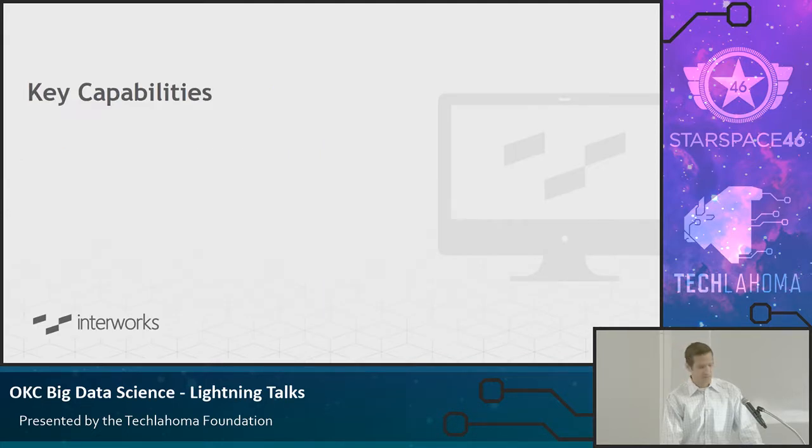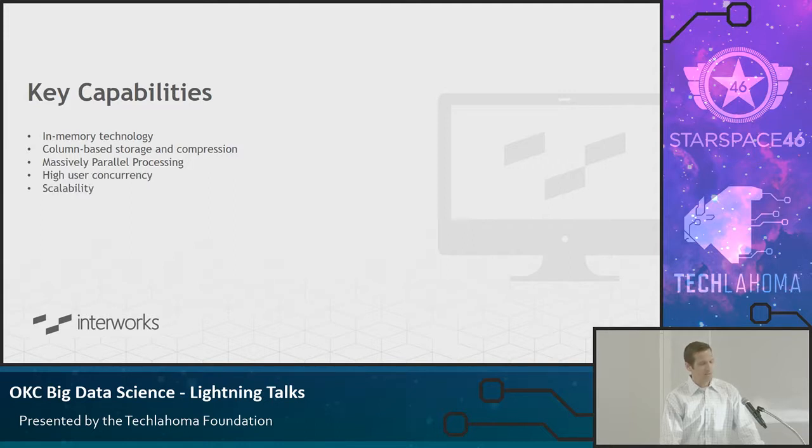Key capabilities. It's in-memory technology. That means it's really fast, right? It can process everything in memory. It doesn't have to go to disk. Columnar storage reduces the number of I/O operations. Massively parallel processing, I really like that term. It means it's fast. High user concurrency, it supports thousands of users. Scalability, it scales linearly, so you can add as many nodes as you've got money to do so.